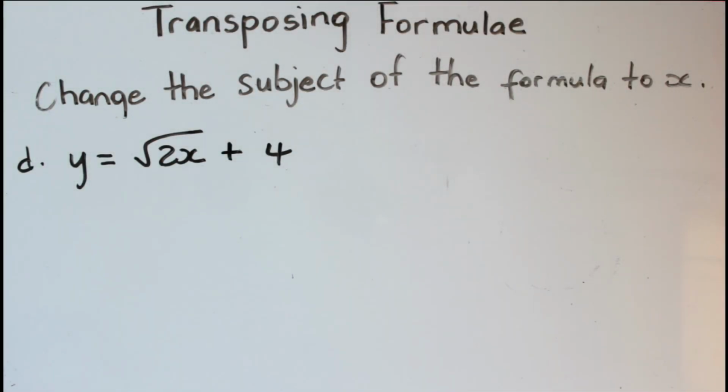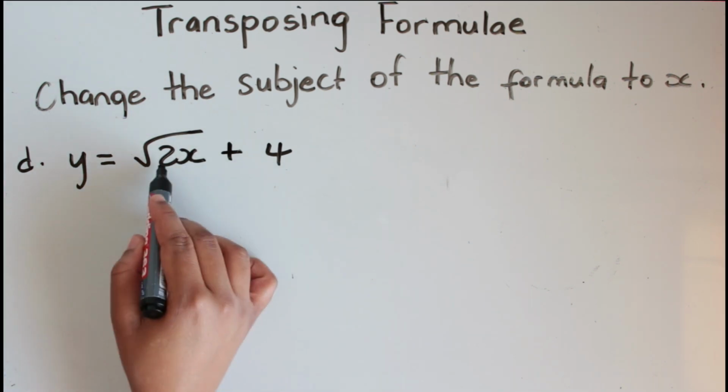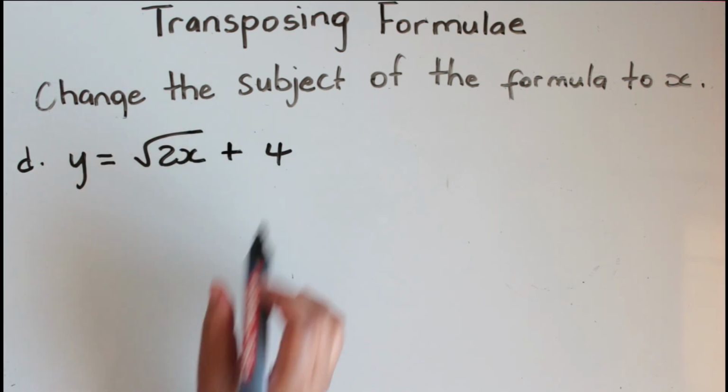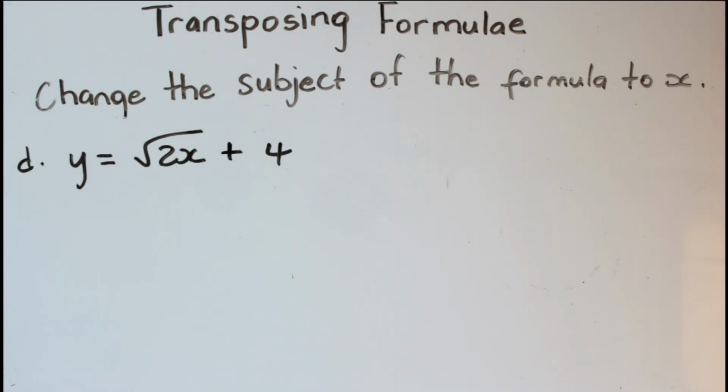Now let's look at our final example for this video. We have y is equal to the square root of 2x, and then we have a plus 4. And again, we want to make x the subject of the formula. We start by getting rid of what's furthest away. So this 4, if you notice, is not under the square root, so we can first get rid of that 4. It's a plus 4, so to get rid of it, we do the inverse operation, which is to minus 4. And we do that on both sides of the equation to keep it balanced.